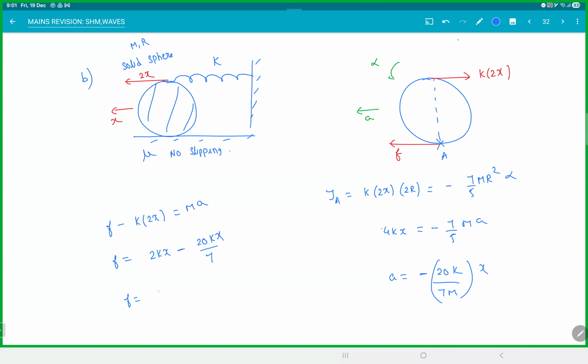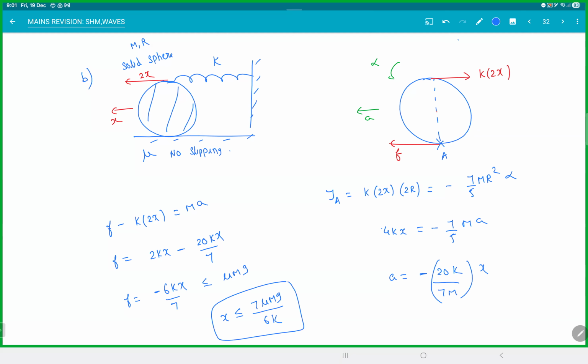So this would be how much? 7 to 14 minus 6kx by 7. So just take the magnitude. This should be less than or equal to mu mg. So x value must be less than or equal to 7 mu mg by 7k. If you exceed this value, friction will become kinetic and the block will start slipping.